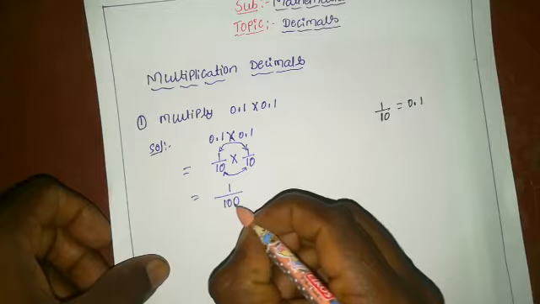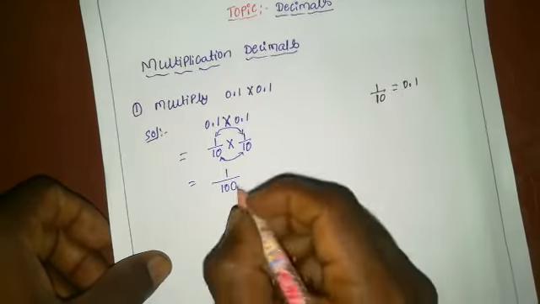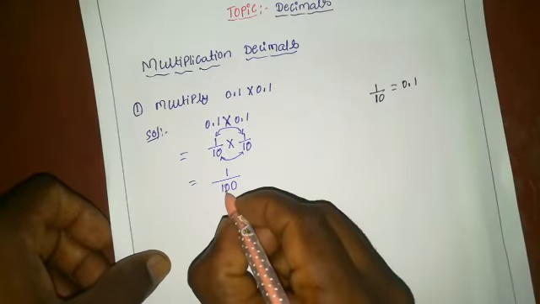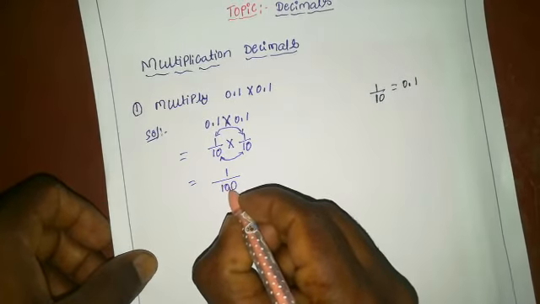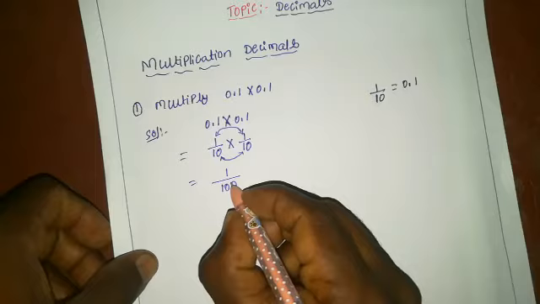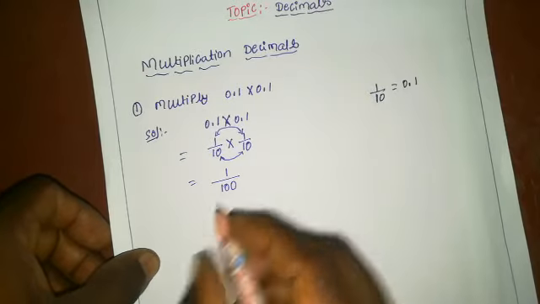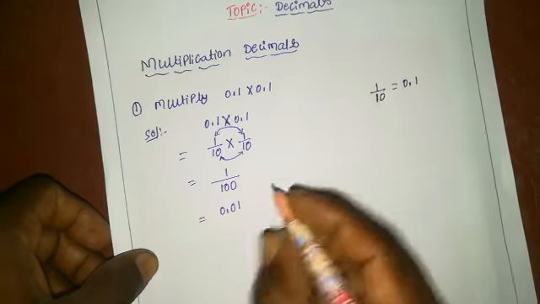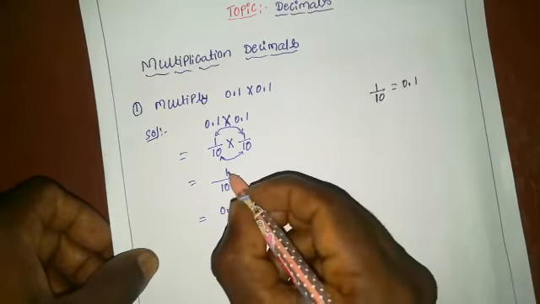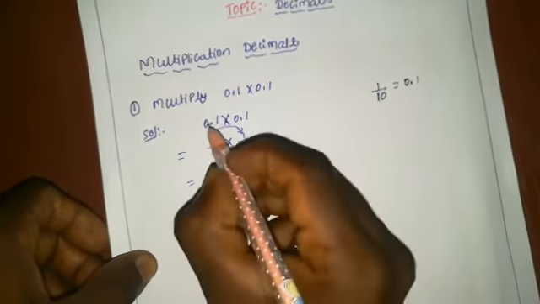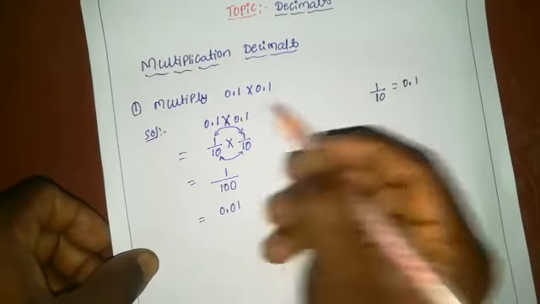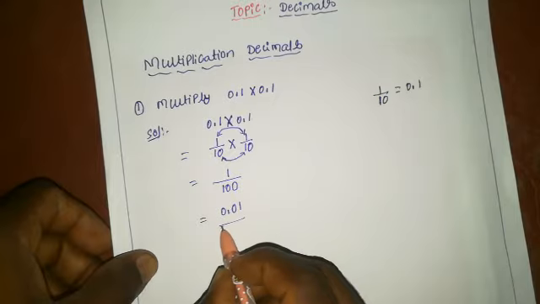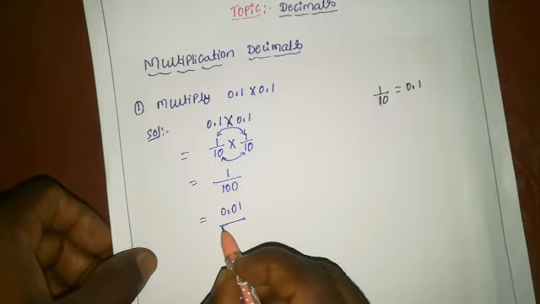Now we have to convert this into decimals. How do you convert 1 by 100 into decimals? In the denominator we have 100, which means two zeros, so we put the point after two digits. It becomes 0.01. So when we multiply 0.1 into 0.1, we get 0.01. This is the product of 0.1 and 0.1.